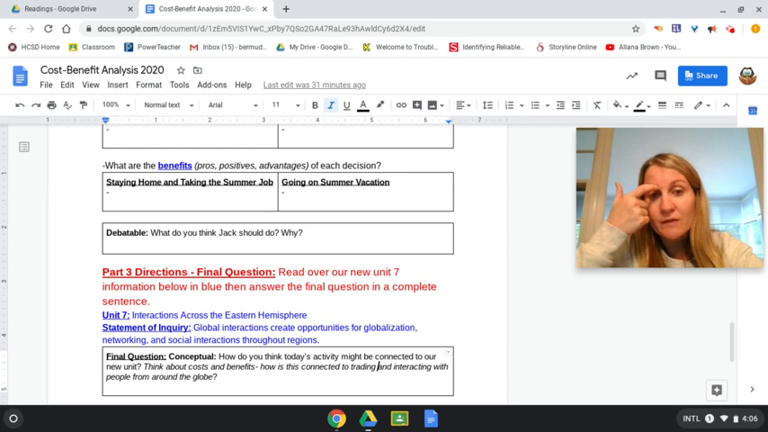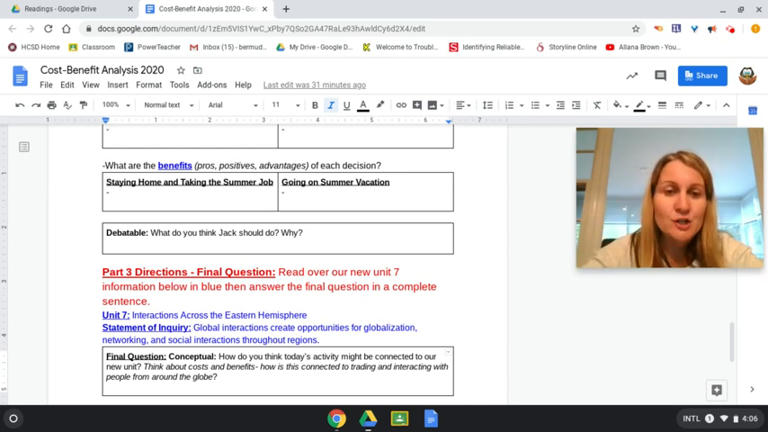For part 3, this is the final question, and you need to read over our new Unit 7 information below in blue, and then answer the final question in a complete sentence. Unit 7 is called Interactions Across the Eastern Hemisphere. Remember, we've been focusing on the Eastern Hemisphere this entire year, the continents of Africa, Asia, and Europe, right? And how people have been interacting with one another. For most of the year, we've been looking at small places, small areas, small civilizations.